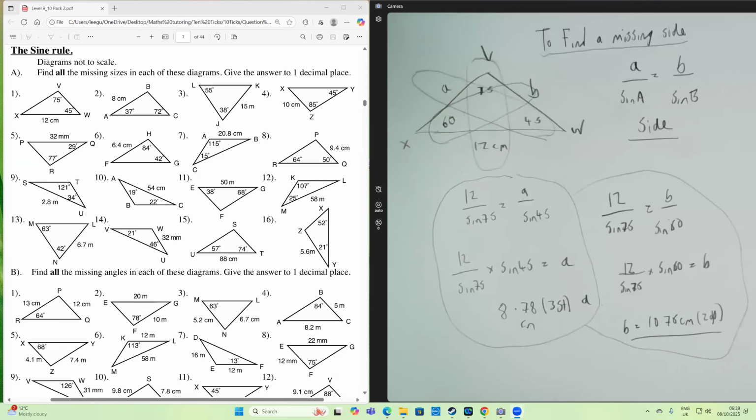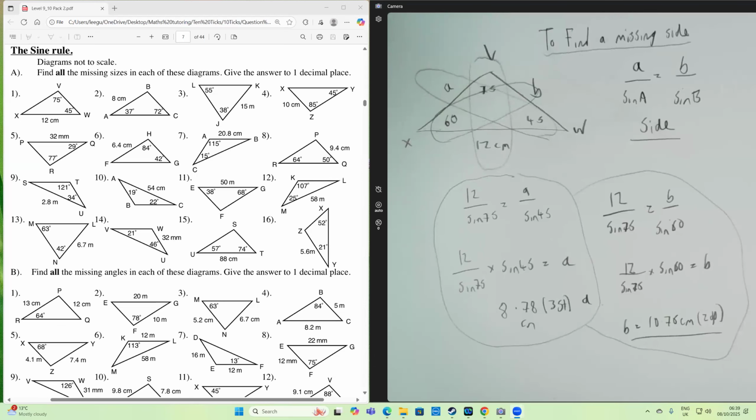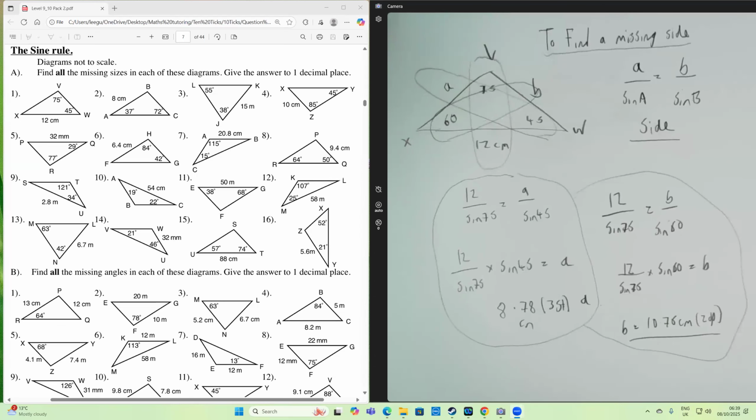Hello everyone, and this is our introduction to the sine rule, which is relevant to both GCSE and A-level. So first of all, we're going to be talking about how we use the sine rule to find a missing side.